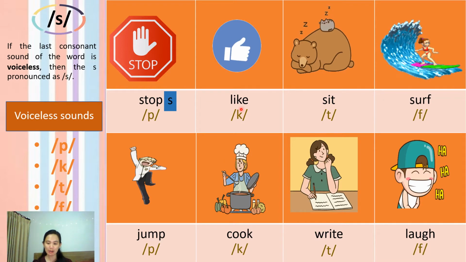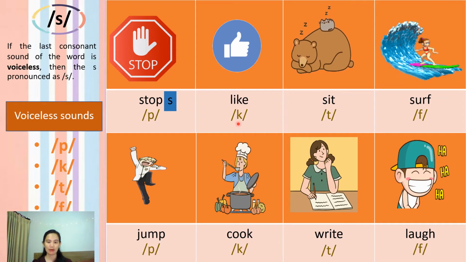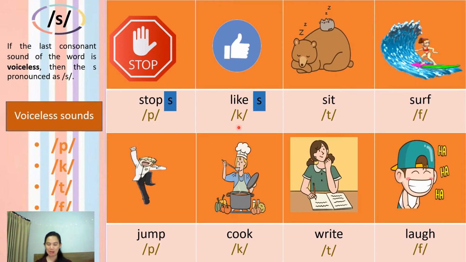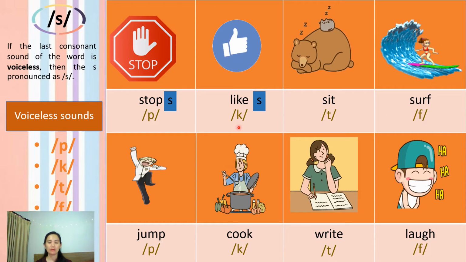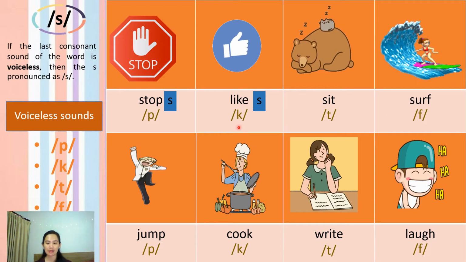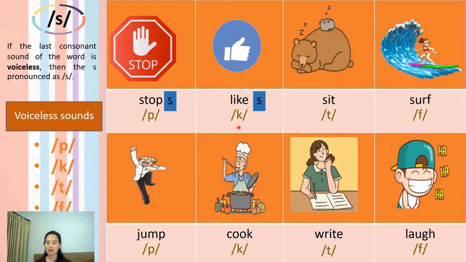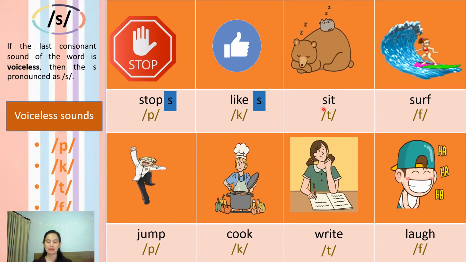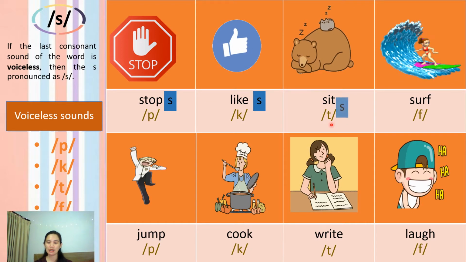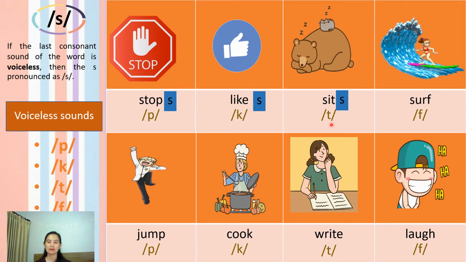Next word, we have the word like. The last consonant sound that you can hear is the sound of k. Like. Put an s at the end to make it into a simple present tense. We're going to read the word as likes. Next word, sit. The last sound is the sound of t. Put an s at the end to make it into a simple present tense. We're going to read the word as sits.